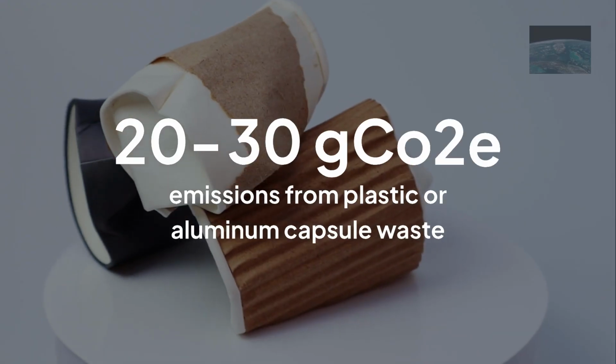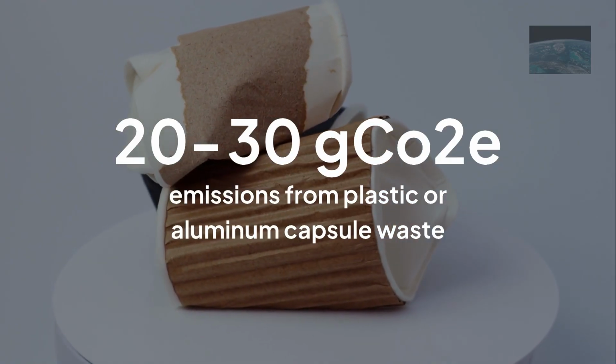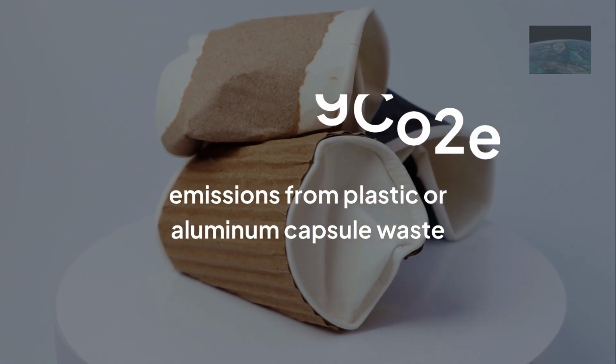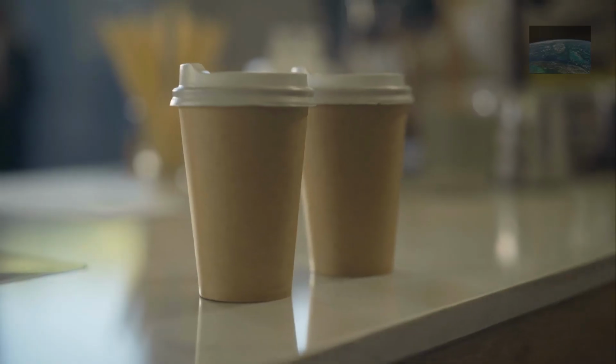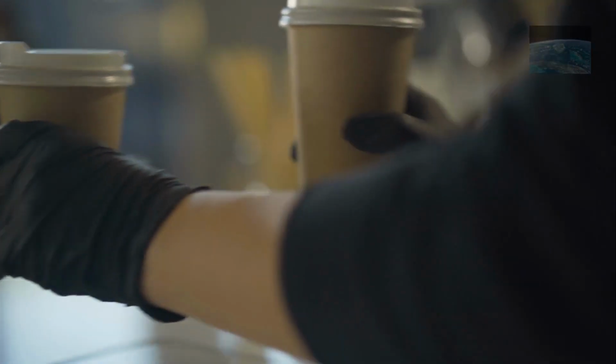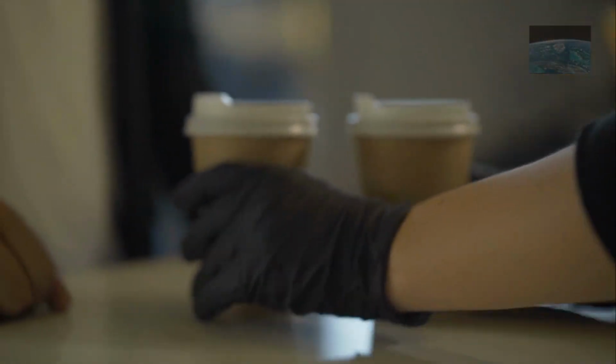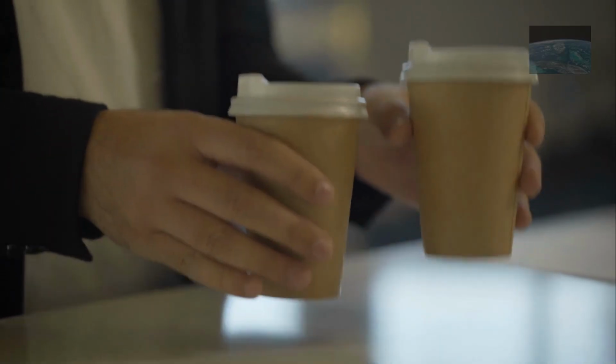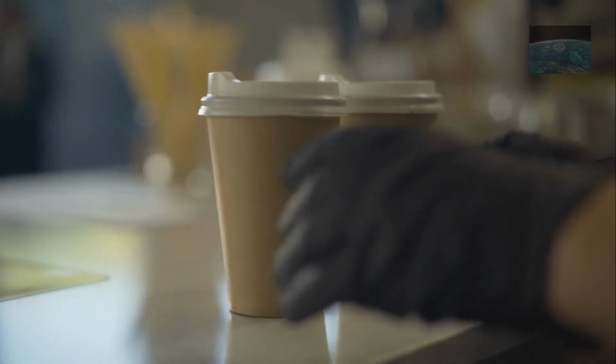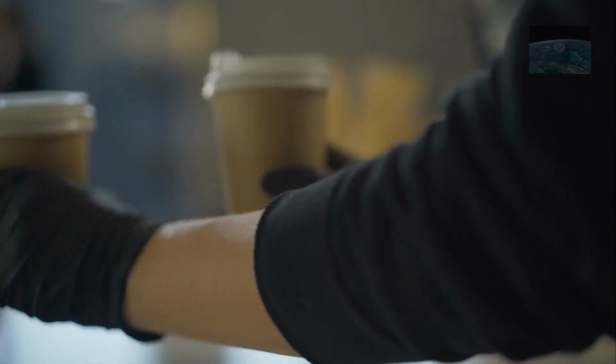Stage 6, Waste. A plastic or aluminum capsule adds another 20 to 30 grams CO2 equivalent. So next time you pick up a coffee on the go, remember, behind that 1 paper cup is an entire life cycle of hidden emissions and resource use. That's the power of LCA, it helps us see what's normally invisible.